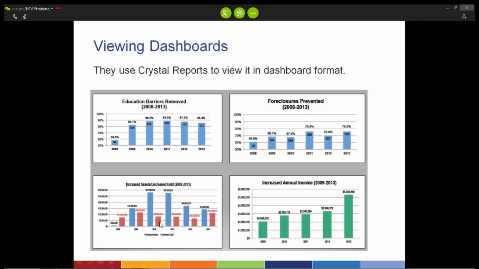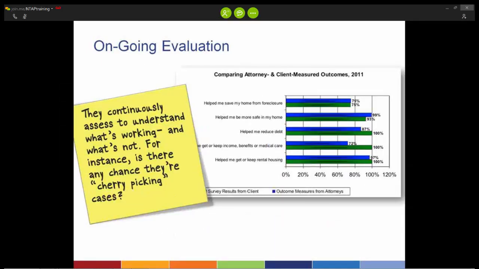They can look at, for instance, the amount of money. This is down in the lower left here, the amounts that they have increased assets or decreased debt. These numbers get very big for almost any legal aid organization. So it can be a really powerful thing to show just how much money you have earned or saved, often for the most vulnerable parts of our population. And they continually, as we talked about, iterate and assess.